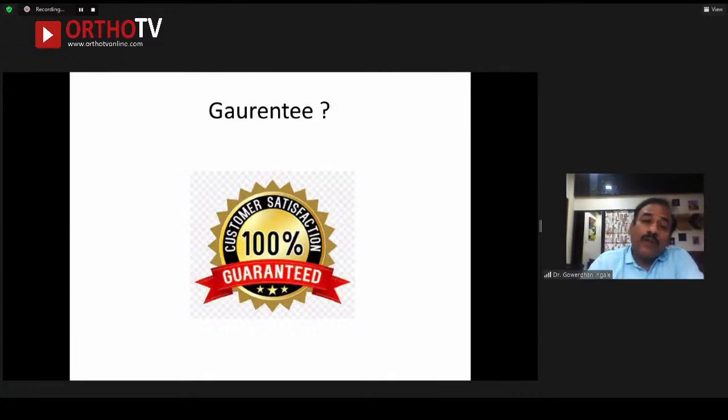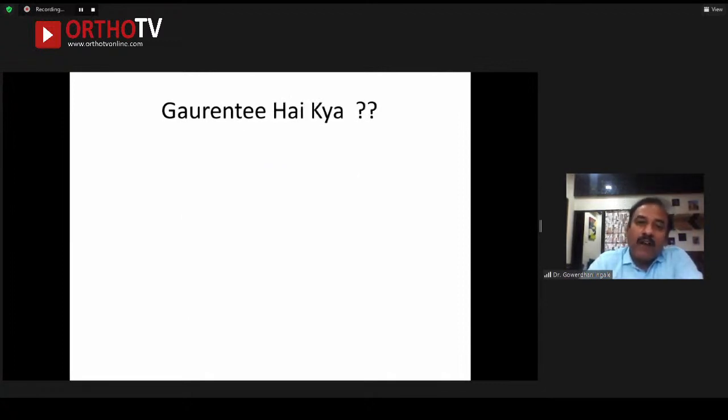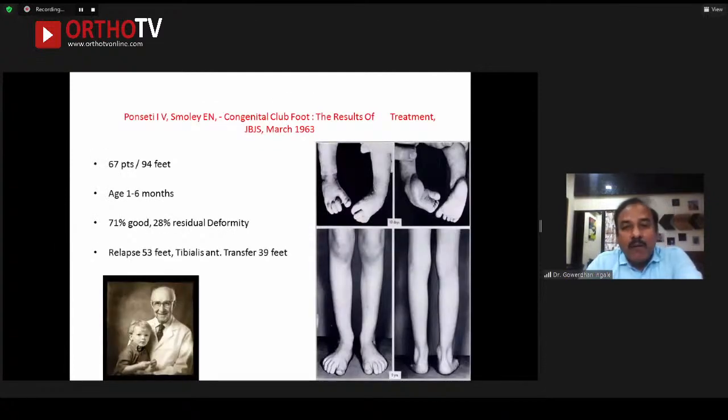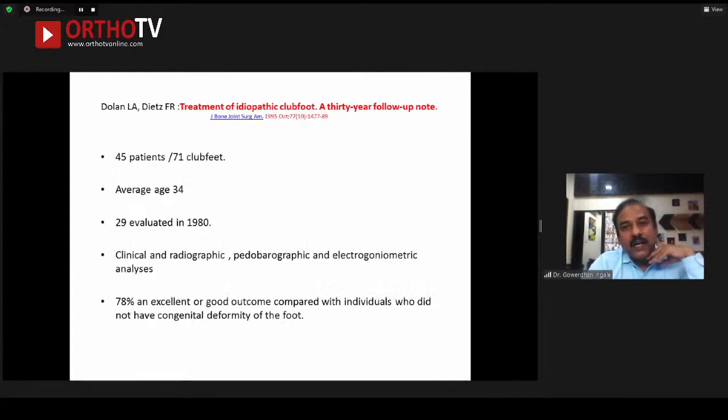Then the next question that comes is about a guarantee. What's the guarantee of the treatment? Obviously, everybody wants 100% assurance once we start the treatment. But what we have to explain to them is that Ponseti, in his own article, had 71% good results in his immediate paper in 1963, and in his follow-up paper after 30 years, 78% excellent or good functional outcome was seen.